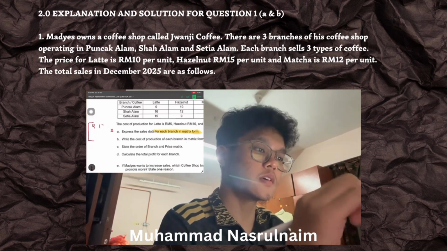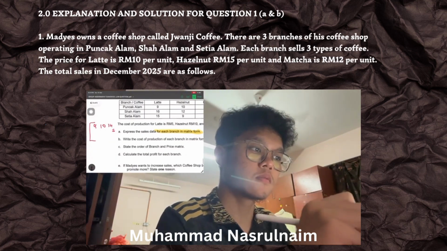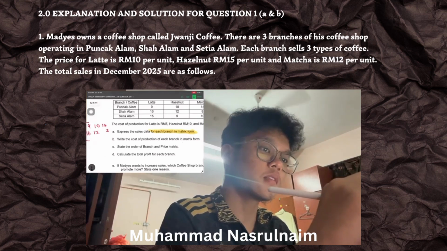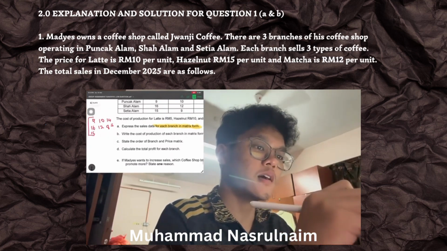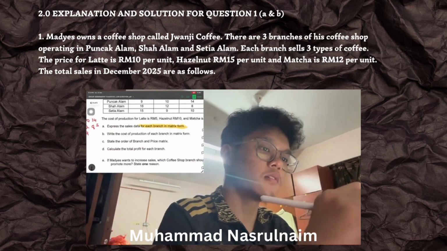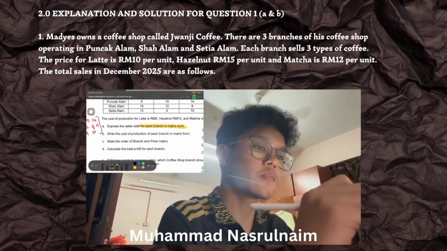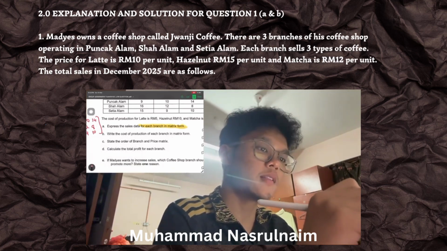So what we can do is: Puncak Alam 9, 10 and 40. Shah Alam 16, 12 and 8. Siti Alam 50, 9 and 10.